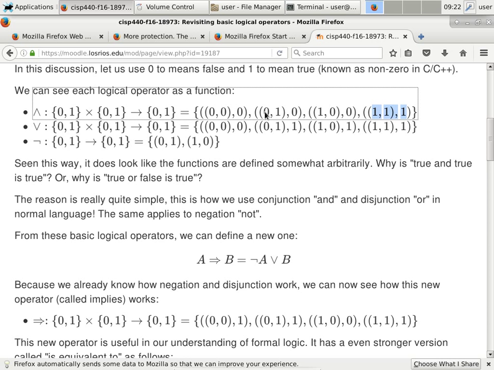Yep? Which page is this on? Revisiting basic logical operators is under the propositional logic topic.